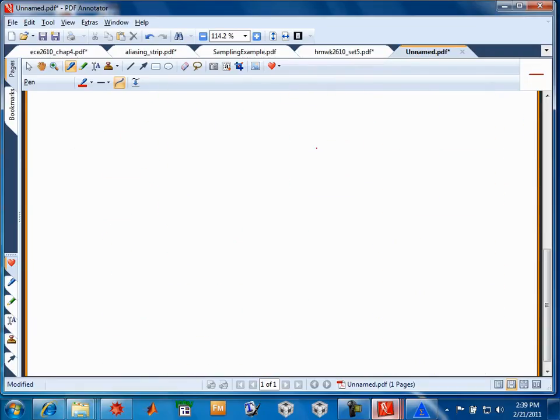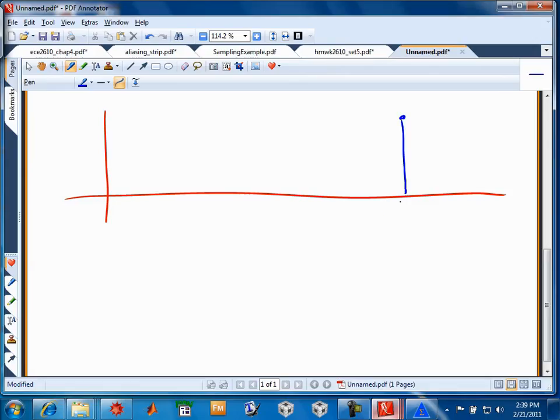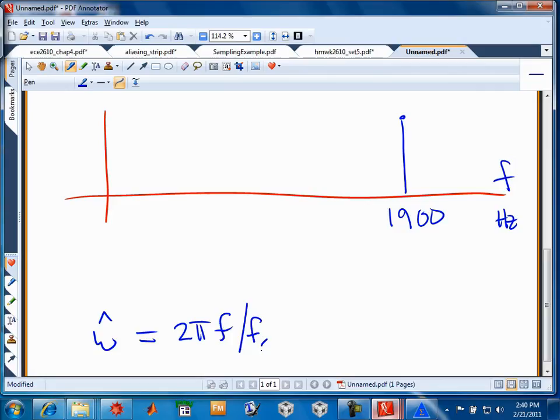So let's take another type of example here. Let's just clear the slate and start all over again. So suppose I have a spectral line, and understand that I'm doing everything in hertz, but I can always get this related back to omega hat by just taking 2 pi times f over fs. So if you wanted to work in radians per sample, you could do it that way. As a matter of fact, I'll convert it to that axis when I get done here.